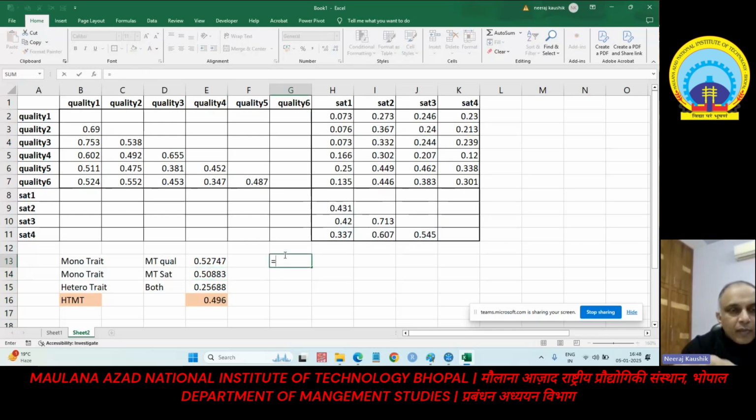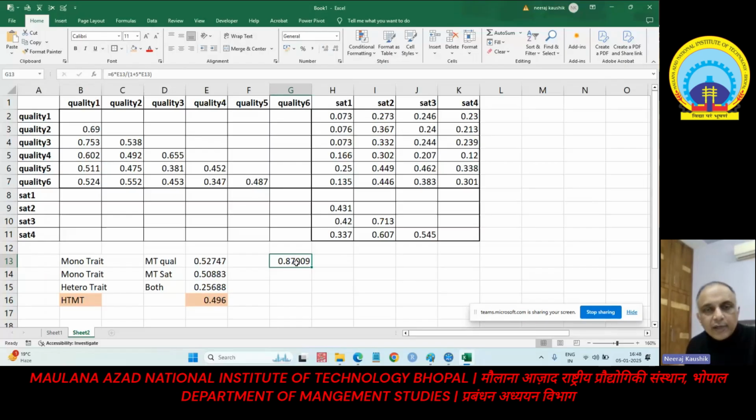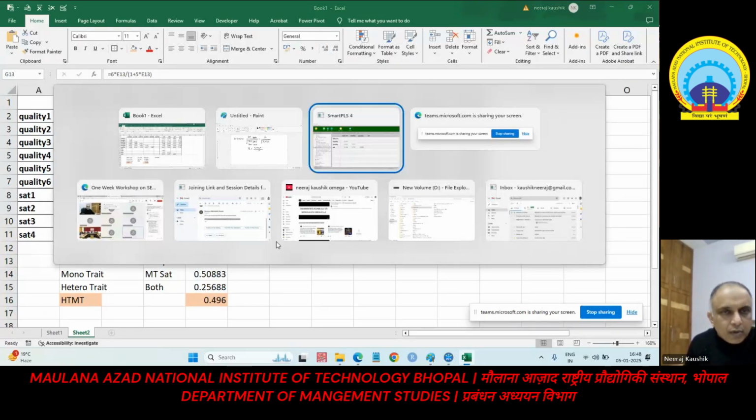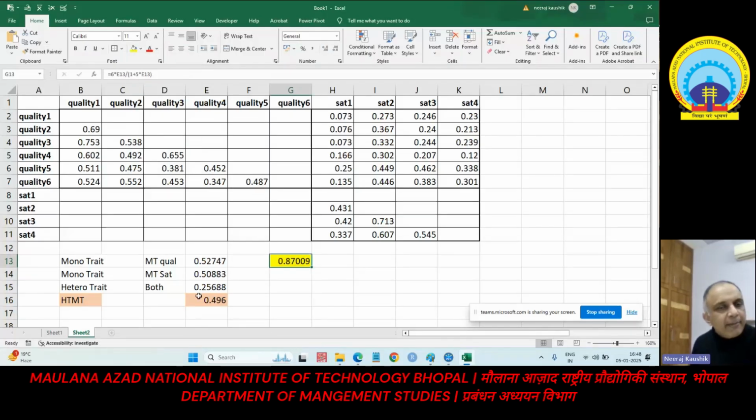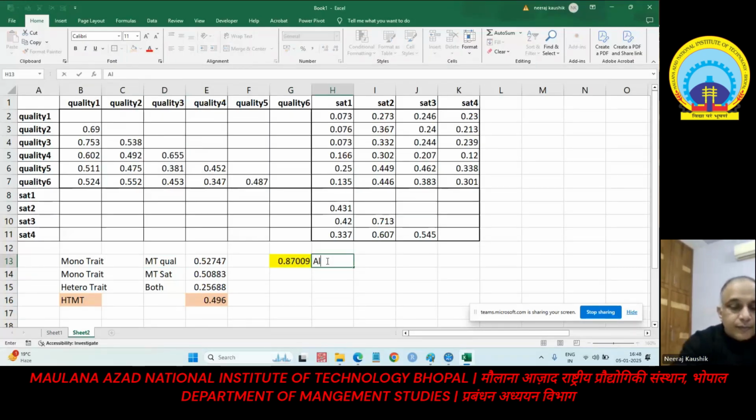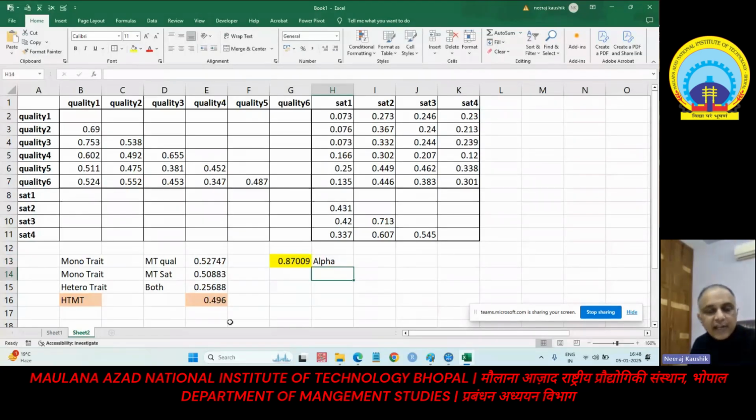Let me attempt one more time. For quality, there are 6 items. So I will write 6 into R bar divided by 1 plus 5 into this monotrait. And the value is coming 0.87. This is for quality. Let me just cross check here. Cronbach alpha for quality is 0.87. My value is 0.87. I don't know where I was making the mistake. You understand? MT is used for computing alpha also.